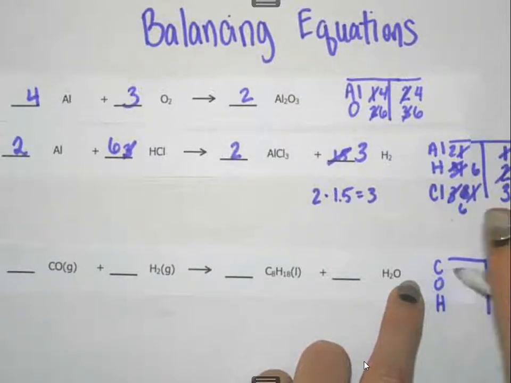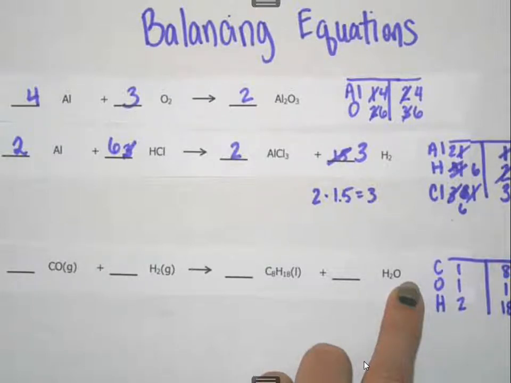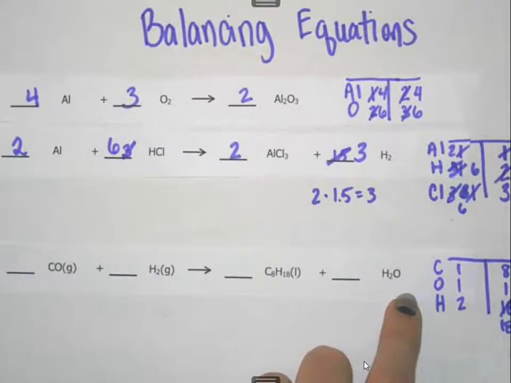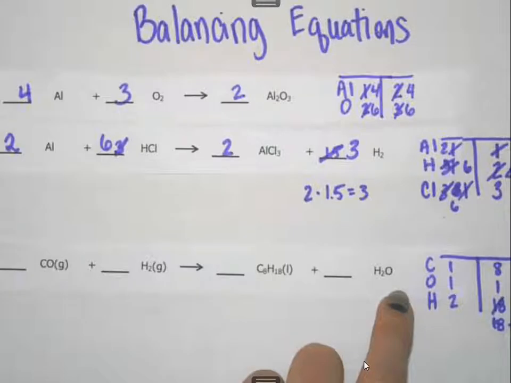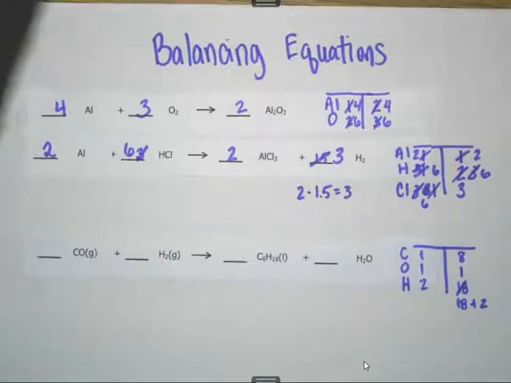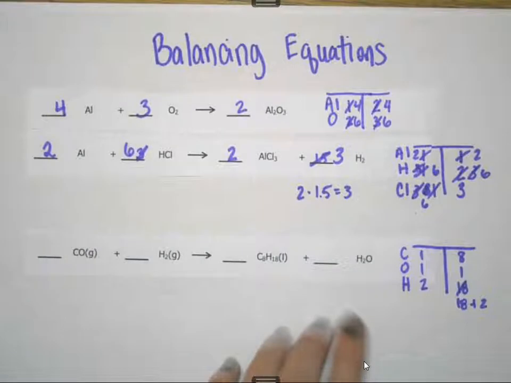I've got 1 carbon versus 8. I have 1 oxygen versus 1. And then I've got 2 hydrogens versus 18. So obviously I'm going to have to make my, oops, I'm sorry, I can leave it as that. I have 18 plus 2 if you would like for me to break it down. And I realize you can't see my numbers over here. There we go. Because I've got the 2 right there.